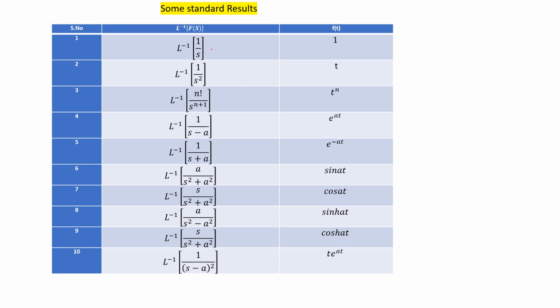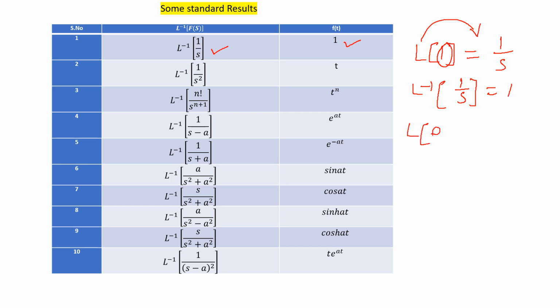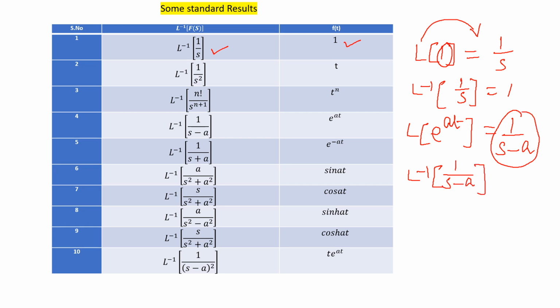Result number 1, L inverse of 1 by s is equal to 1, because we know that Laplace transform of the function 1 is equal to 1 over s. So if I take L inverse, L inverse of 1 by s is nothing but this value 1. Say for example, if I have L of e power at is equal to 1 by s minus a, then L inverse of 1 by s minus a is going to be equal to e power at.